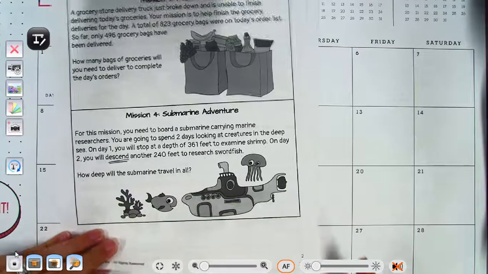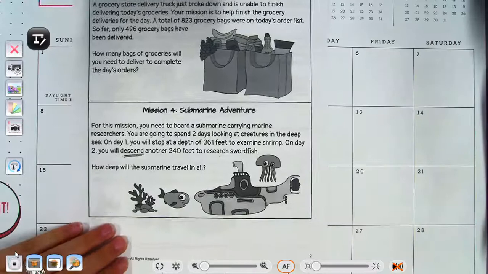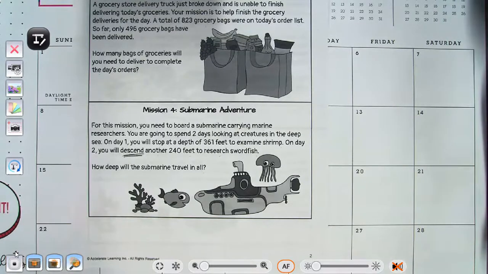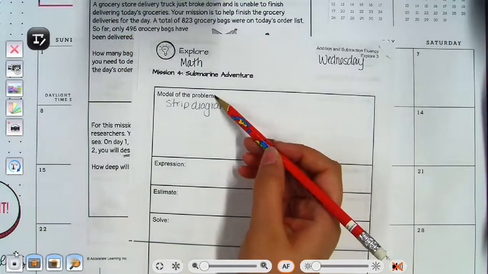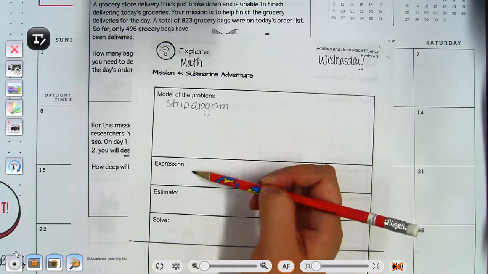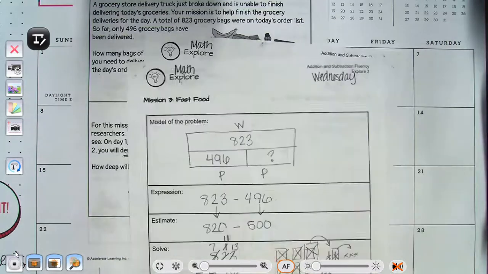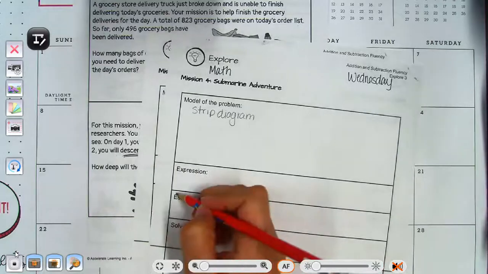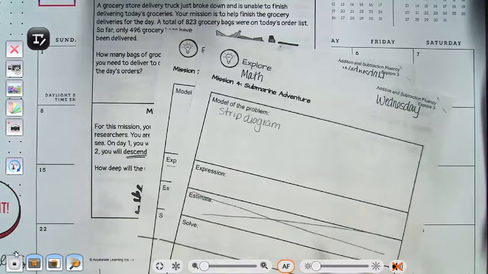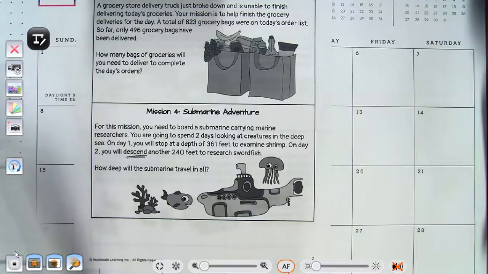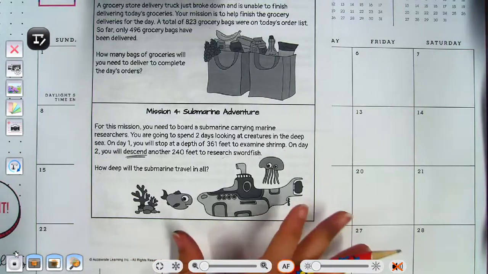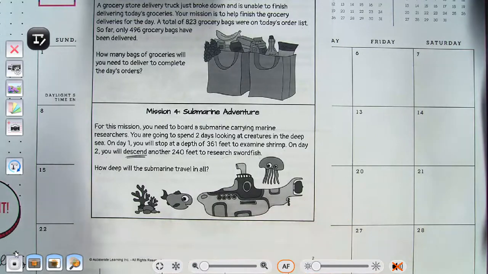How deep will the submarine travel in all? Okay, so you can stop the video right here to look at your problem, and you are going to fill out, you're going to tell me the model. You're going to draw me a strip diagram, the expression. So that's telling me what you're having to do. Don't worry about the estimates. Solve it and then the solution statement. Okay, so pause your video right at this picture and solve, fill out your table with the information.